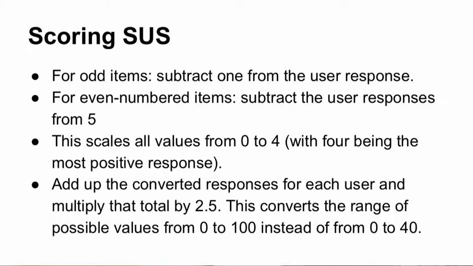So scoring, it takes a little bit of work to get your head around, but because you had that pattern of plus minus, plus minus, plus minus for the questions, for the odd items, you subtract 1. So if the user puts 3, for example, for question number 1, then the actual score is 3 minus 1. Yeah? And for the even number items, subtract the response from 5. So for 2, if the user put 5, then it would be 0, I think.